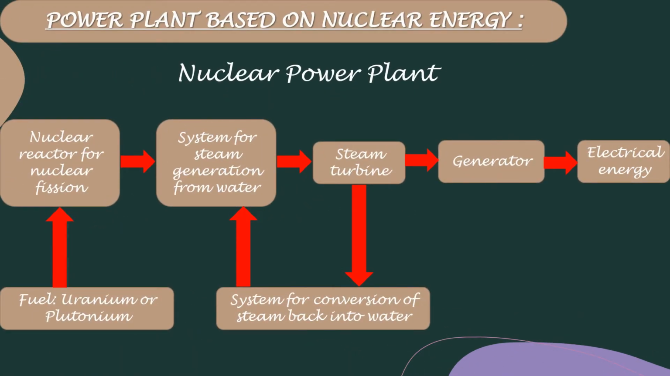Students, now let's understand about the power plant based on nuclear energy. That means about the nuclear power plant. Now the energy released by fission of nuclei of uranium or plutonium atoms is used to generate steam of high temperature and high pressure. Steam turbine is used to rotate the generator in the power plant based on nuclear energy, and the turbine is rotated due to the energy in the steam, and this further drives the generator to produce electricity.